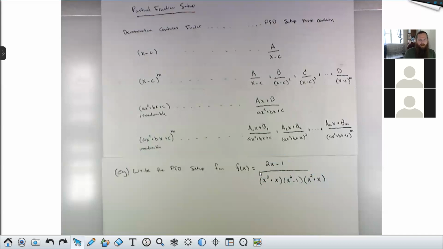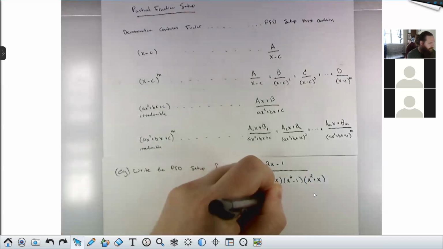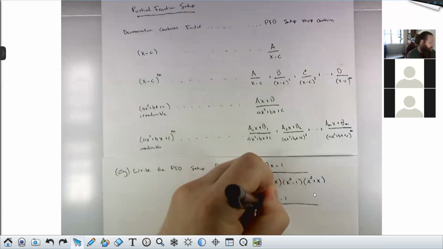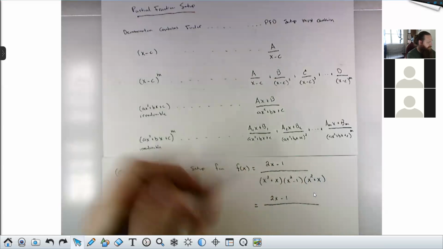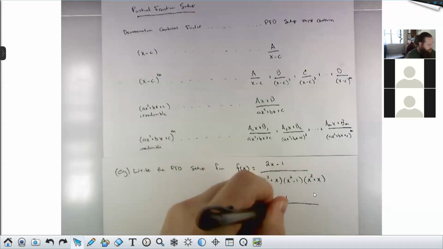Now that we know that, we need to fully factor this denominator. It kind of looks like it's factored, but it ain't. X squared minus 1, that's a difference of squares. X cubed plus x and x squared plus x each have a factor of x that can come out, and maybe they can be factored beyond that. So first, let's factor this. The numerator is still 2x minus 1. The denominator here, x cubed plus x, I factor out an x here, and I get x squared plus 1.